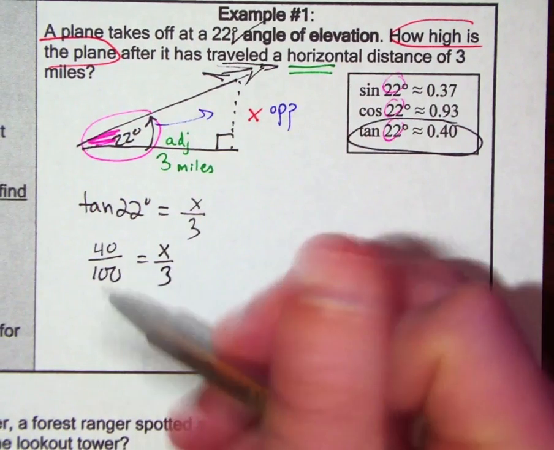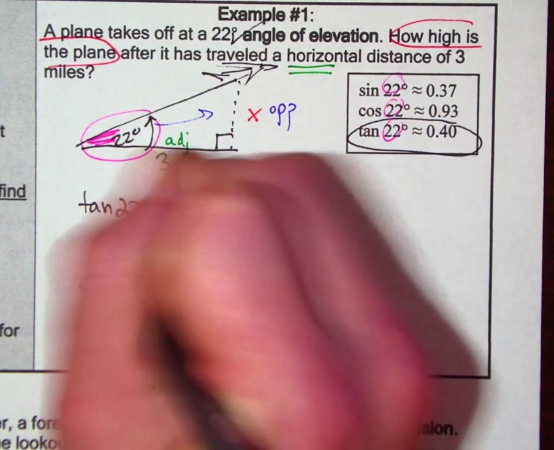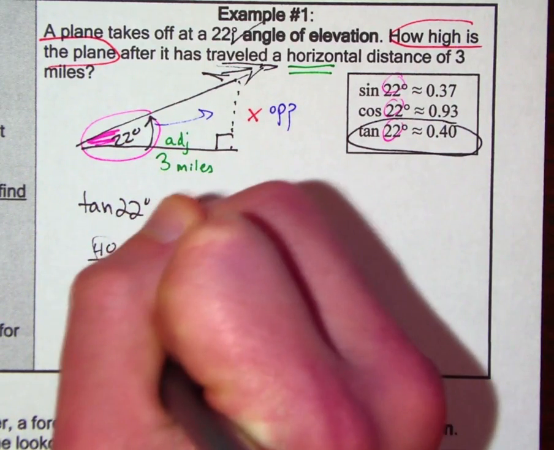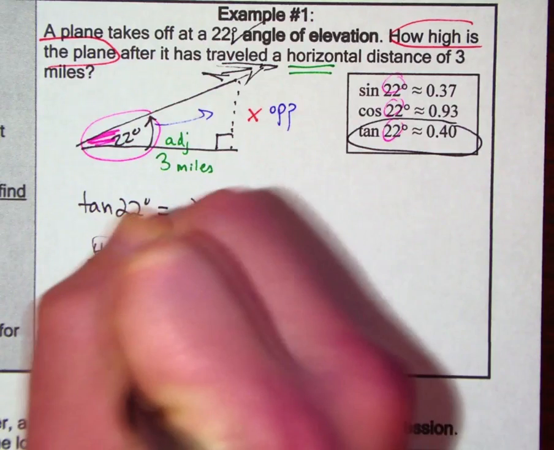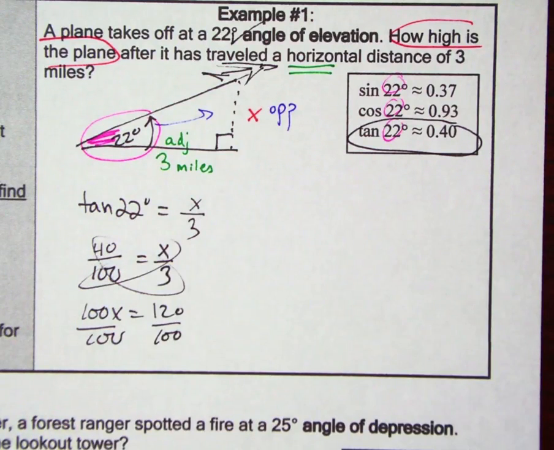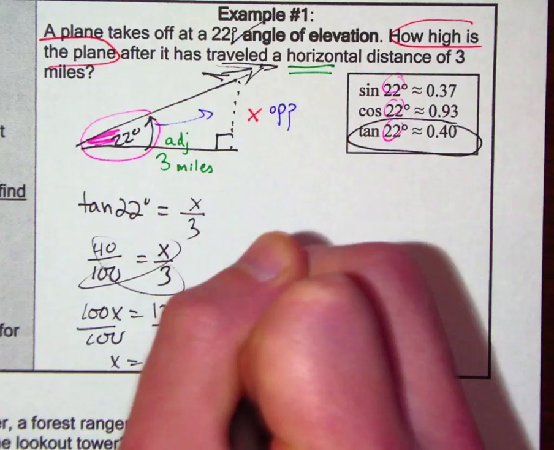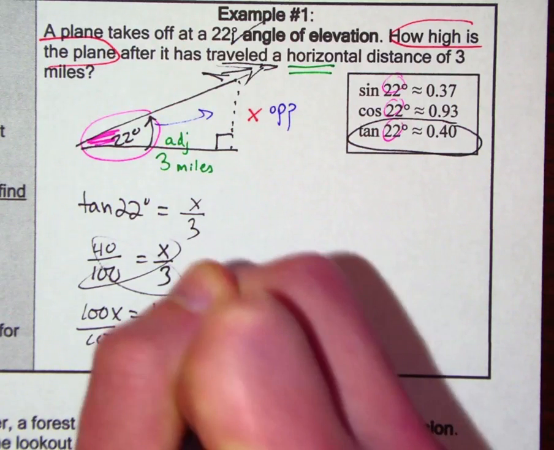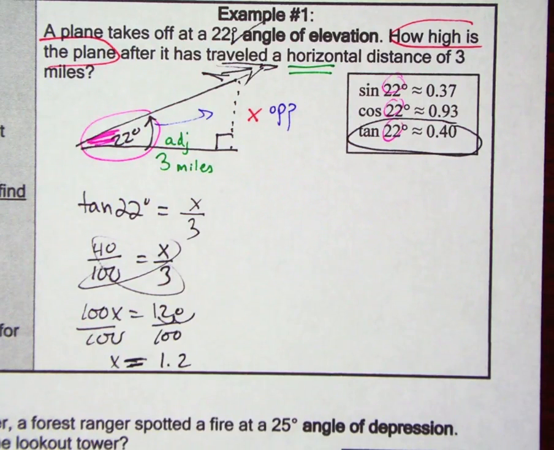And so you could reduce first, but it doesn't really matter. I'd like to divide by 100. I'm going to get 100x is equal to 120. And then if I divide both sides by 100, my x is equal to, slide the decimal point twice, 1 2/10. But 1 2/10 what?